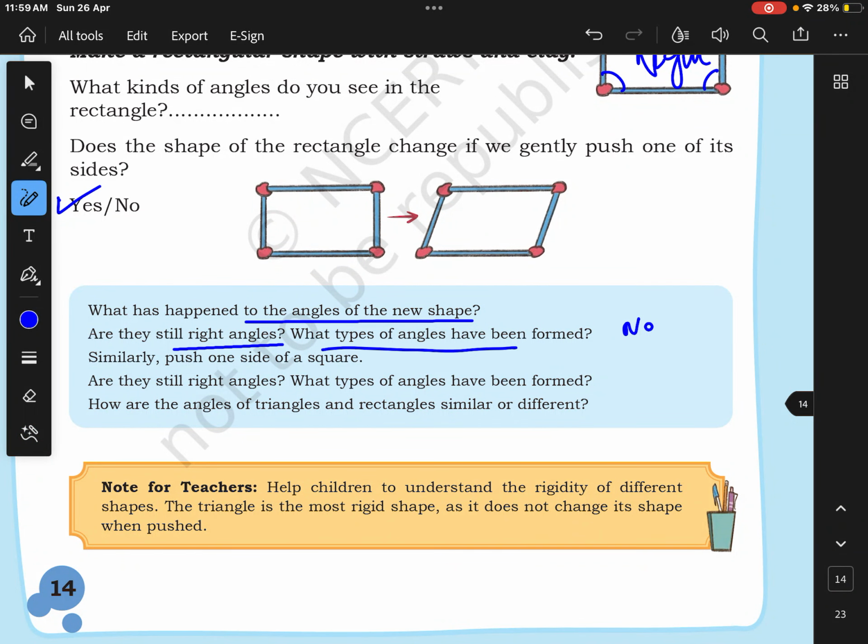What types of angles have been formed? So an acute angle has been formed here, and if one angle becomes an acute angle, there is no doubt the other angle will become an obtuse angle. Okay, are they still right angles? Again no. What type of angles have been formed? So we have already told. Yeah. How are the angles of the triangle and rectangles similar or different?